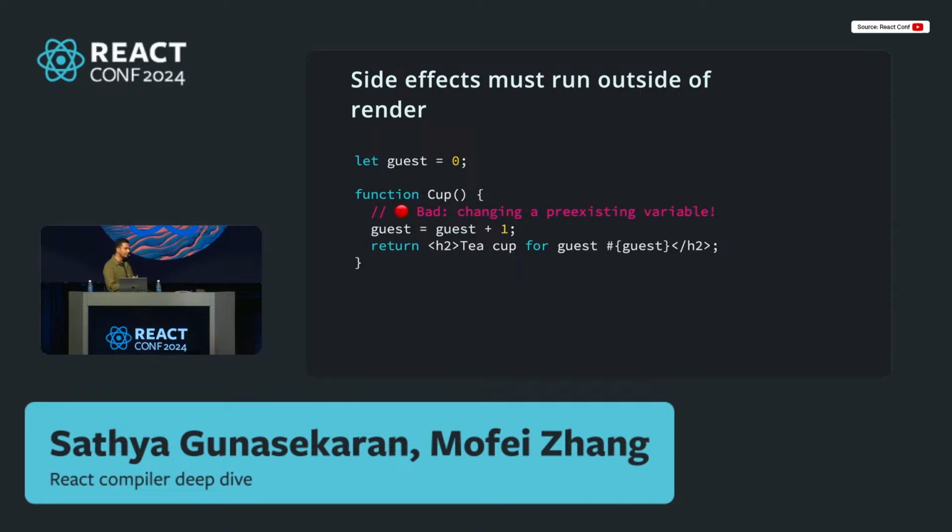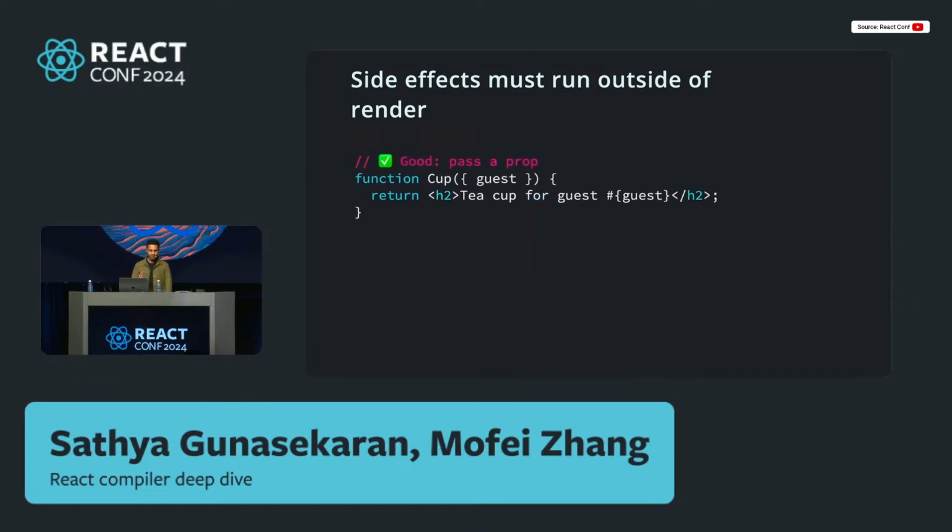Now, in this example, the component is reading and writing from a guest variable that was declared outside it. Similar to the previous example, calling the component multiple times will produce different JSX. And what's more, if other components read this guest variable, they will produce different JSX too, depending on when they were rendered. That's simply not predictable behavior. Instead, you can fix this by passing guest as a prop instead. Now your component is pure, as the JSX only depends on the guest prop.